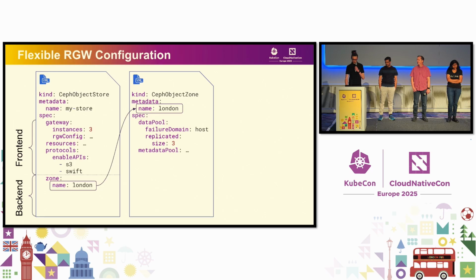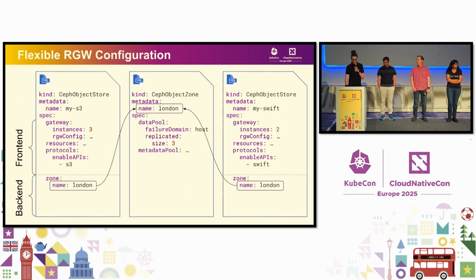Rook allows moving the backend configuration into a separate custom resource and referring to it from the object store. This way, we can have a second object store using the same backend. For example, the one on the left hosts only the S3 API, and the second one only Swift, but with the same data. So you will be able to access objects from the same S3 bucket or Swift container.